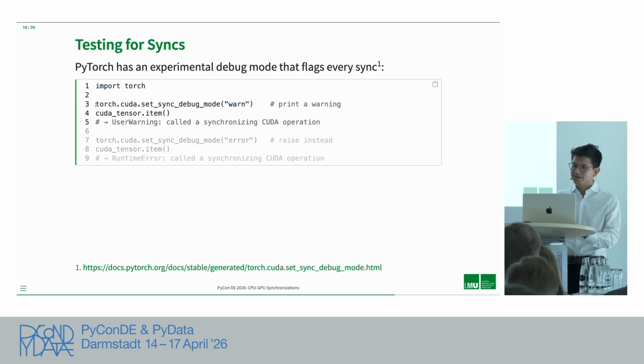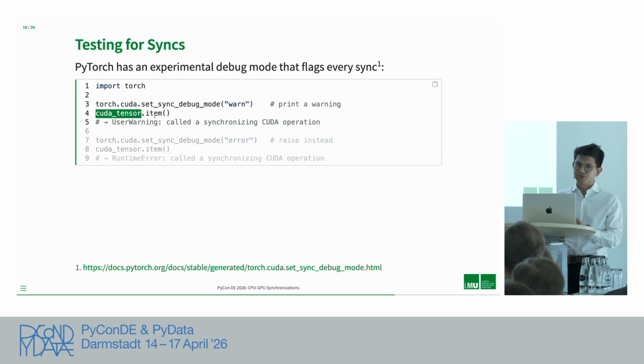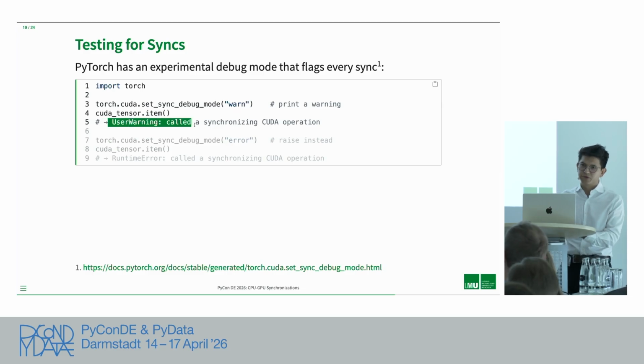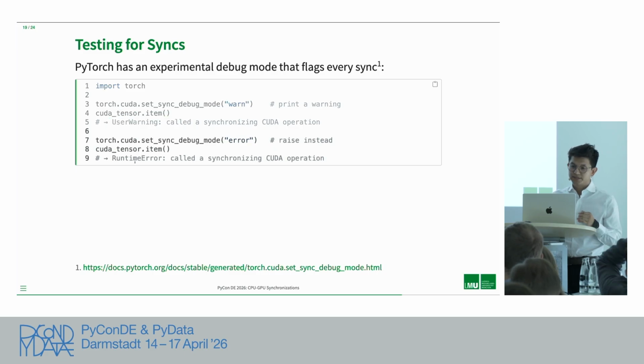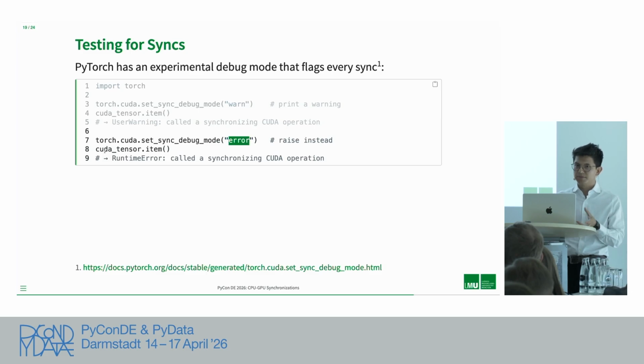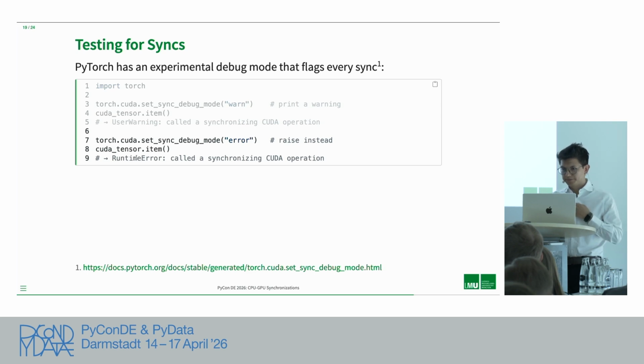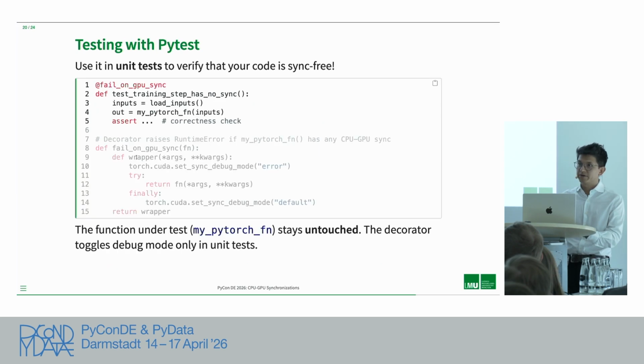So how it looks is like this: torch.cuda.set_sync_debug_mode, and you can set it to warning, such that if you take a CUDA tensor and you trigger any type of synchronization on it, it will raise a warning for you. So you can activate this, run your code, and if you see a warning, then you know there's some synchronization somewhere. You can set it to a strict mode by passing error, and then this same pattern will actually raise an exception. And that is quite useful, because then you can use this pattern in unit tests.